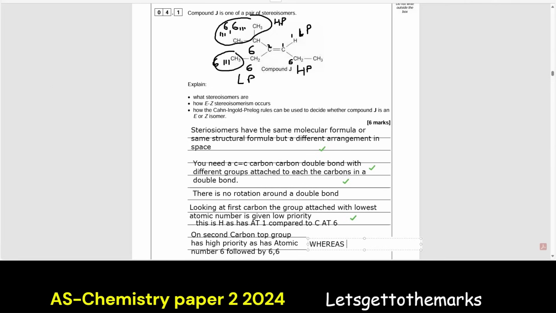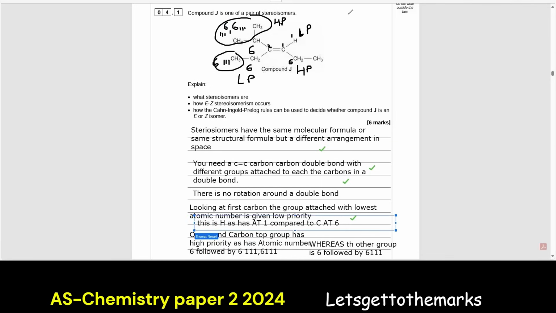Whereas the other group is 6 followed by 1 1 1. I should really put over here that this is 6 1 1 1, 6 1 1 1, and that is 6 1 1 1. And then, that's come out real messy. I kind of run out of room there. So what does that mean?